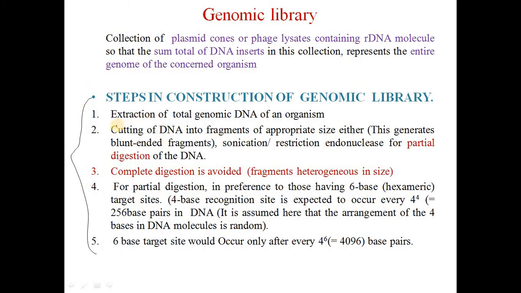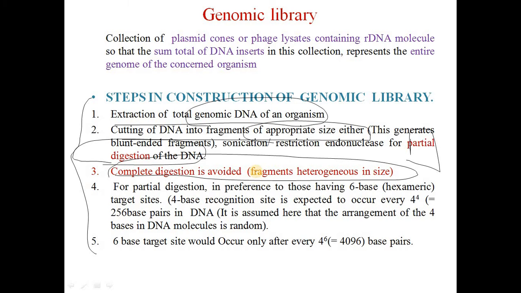Obviously the first step is to extract the total genomic DNA from an organism. Then we have to cut this DNA into fragments of appropriate size, because we have to insert these fragments into vectors, and this cutting is carried out by restriction endonucleases. Specifically there is a need for partial digestion of DNA. Why is this so? Because partial digestion of DNA can form fragments of a homogeneous size, whereas complete digestion is avoided because it creates fragments of heterogeneous size.